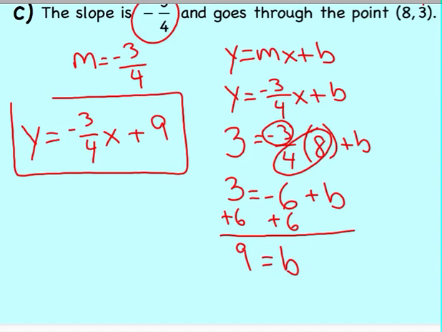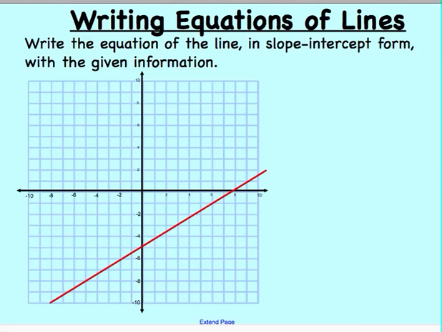We plugged in 8 for x and 3 for y, but that was only for this one little instance, just so we could solve for b. Our overall answer should look like this, where we have an x and a y, but we've replaced m and b. So all of your answers today and in class tomorrow should all look like this. All right, let's move on to another type.